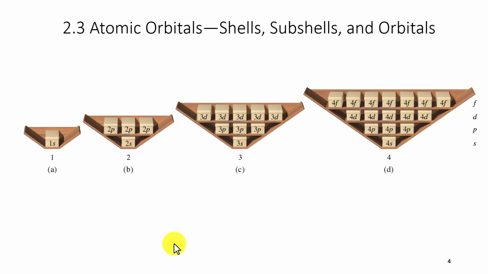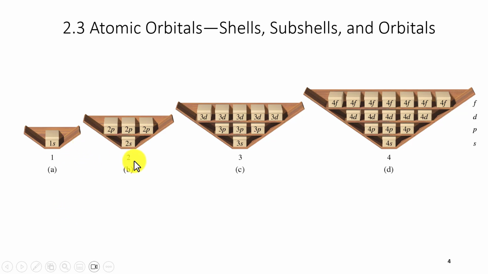This is the example in your book, but if I'm in a shoe shop, and I have different cabinets where I'm storing shoes. If this is my simplest cabinet, this is n equals 1. This is my first shell. I also have 1 subshell and only 1 place to put a pair of shoes. So 1 orbital. This is the simplest.